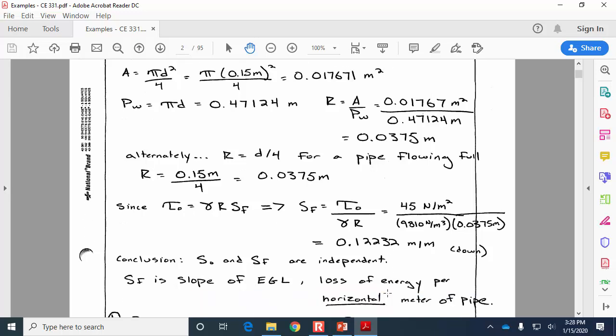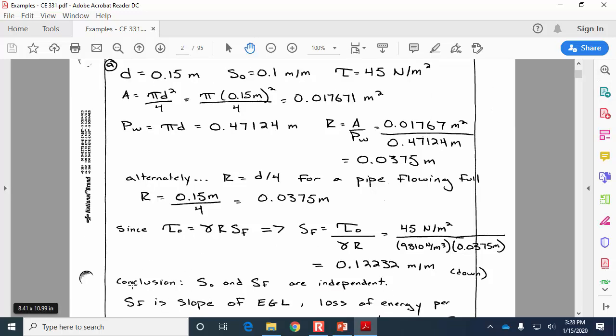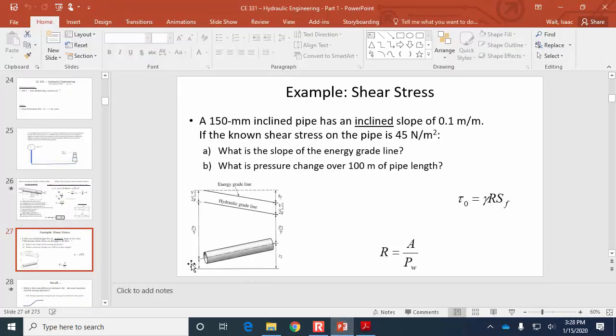Now, the conclusion here that I've written in words, that S naught and S sub F are independent, what I mean by that is that the pipe is going up at one rate, and the slope of the energy grade line is going down at another rate. And so even though the flow is steady and uniform, the two slopes don't have to be the same in closed conduit flow. In open channel flow they will be, but in a pipe like this, the two slopes can be independent.